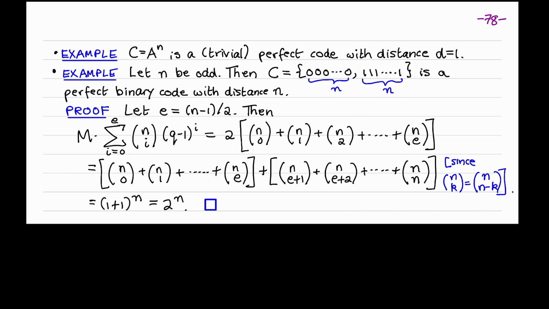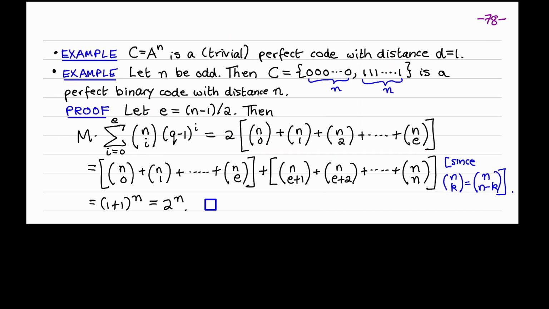Let's verify that this code is perfect. Its error correcting capability is (n-1)/2, which is an integer since n is odd. Let's evaluate the left-hand side of the sphere packing bound. The number of code words M is 2. q is 2, so this term is 1. And hence, since E is (n-1)/2, the summation is the sum of the first E plus 1 binomial coefficients.